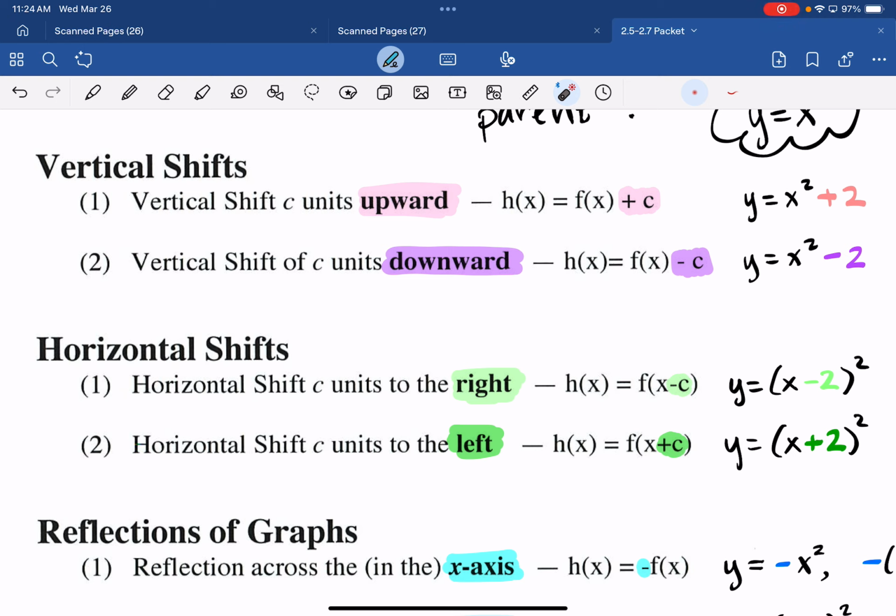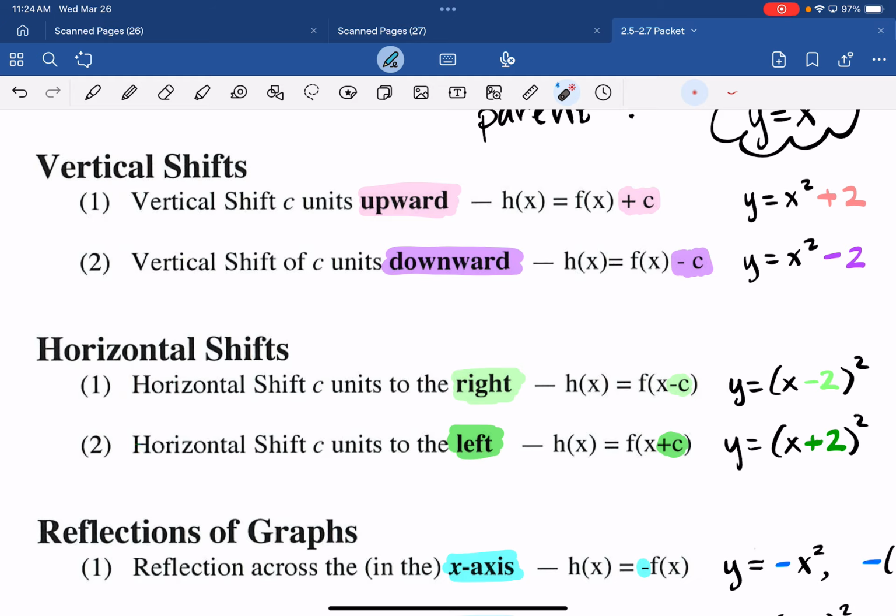Okay? Now, this one's tricky because it's kind of opposite in our brain. If we see a minus, we're actually going to go to the right, or in the positive direction on the graph. If we see a plus, we're going in the negative direction on the graph. Okay? And again, it's inside. So notice my square is around everything.